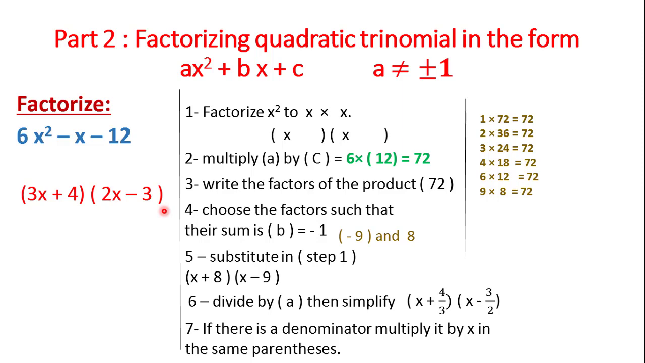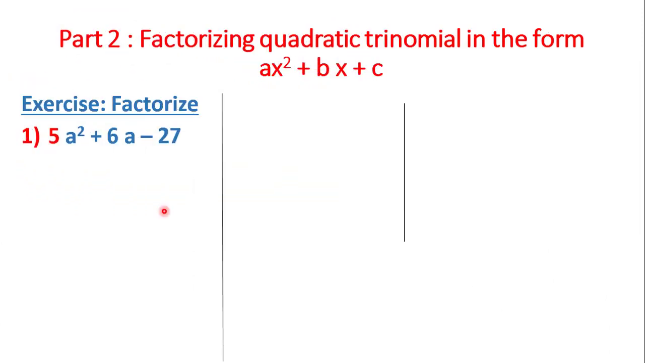Let's take another example to clarify this point and be sure that you have understood. Here, for example, we have 5a² + 6a − 27. Arrange. There is no common factor, so I multiply a times c. So I multiply 5 times 27, and I factorize a² as a times a. 27 times 5 is 135. So I write the factors of 135.